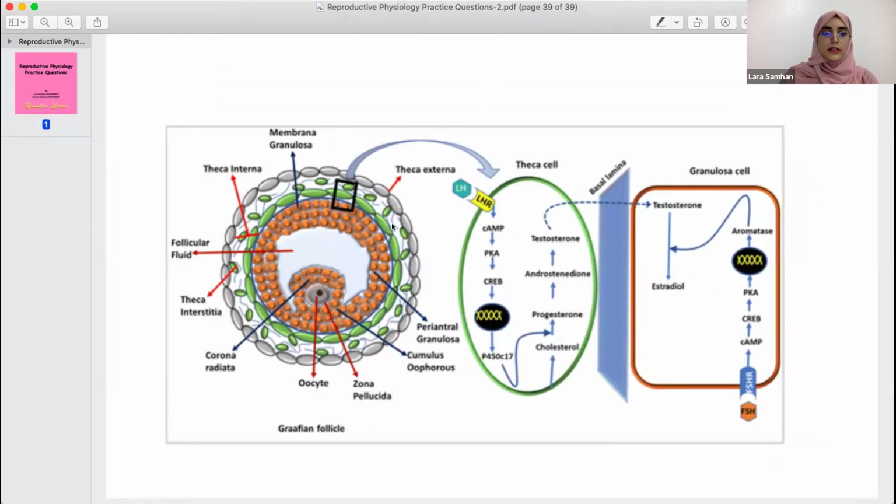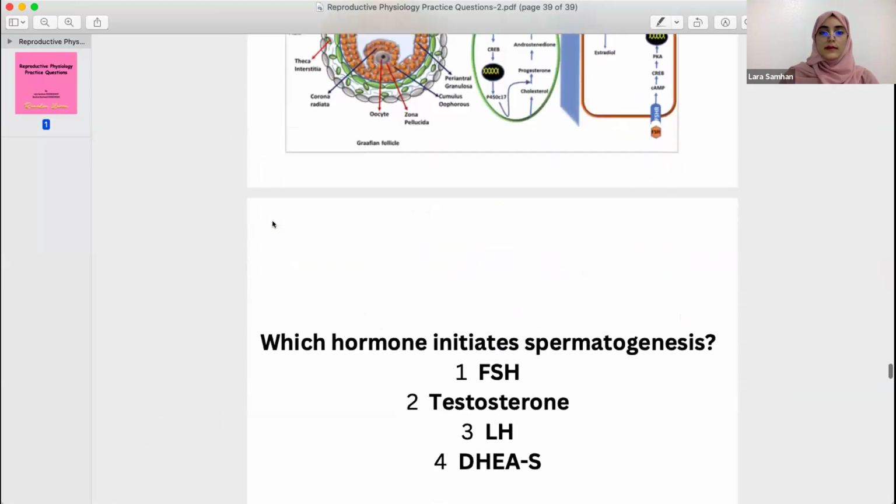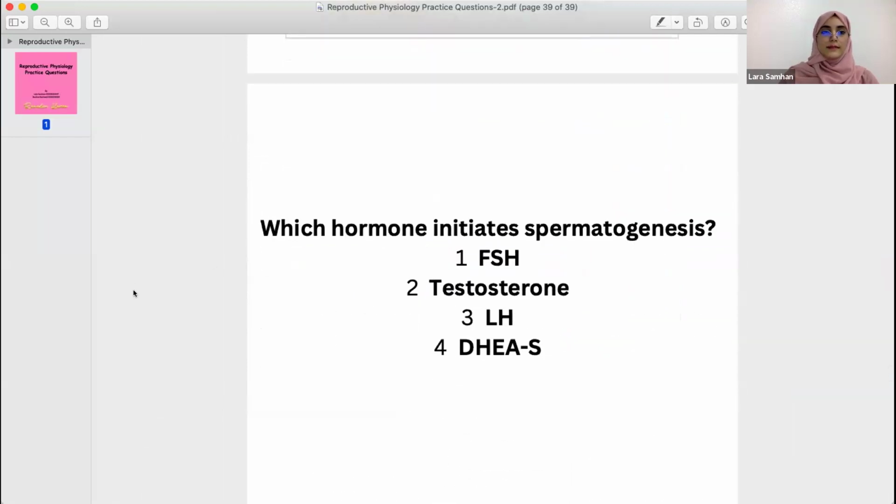So this is just a section showing the granulosa layer, the zona pellucida, the follicular cells, the theca cells. Okay, perfect. Moving on to the next question.